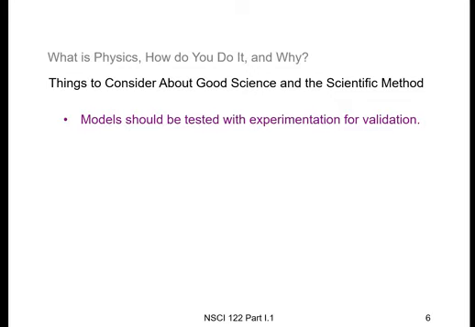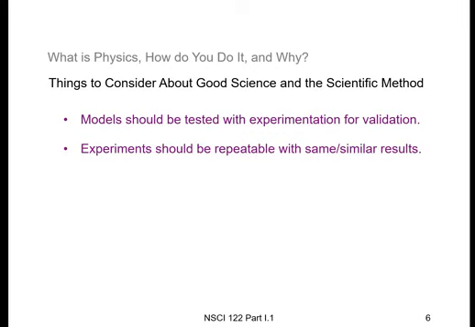Models should definitely be tested with experimentation for validation. Okay, if somebody comes up with a model and says, I have no experimental proof that what I'm saying is correct, then I'm sorry, but if there's another model that predicts what you're predicting, it's a different model, and we have experimental proof that this second model works, I think we're going to take that model, okay? Because your model hasn't been tested, okay? All right, so models should be tested with experimentation.